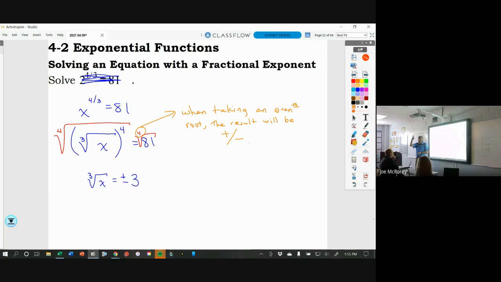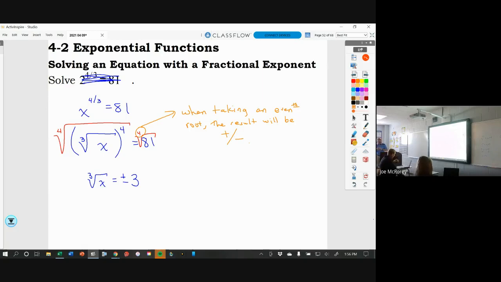Times 3? 81. What's negative 3 times negative 3 times negative 3 times negative 3? Negative 27 times negative 3, positive 81. Wait, but how'd you do that in your head, to get the 3? Because we've had multiple problems in a row where we had 3 to the 4th power. If 3 to the 4th power is 81, then the 4th root of 81 better be 3 or negative 3.